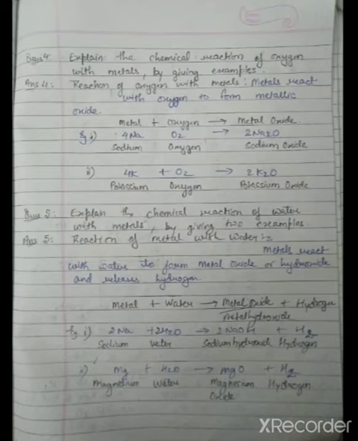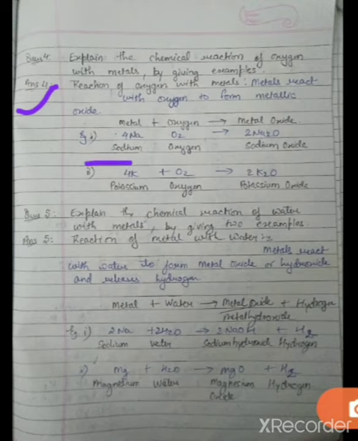Dear students, in the short answer type questions, now we are going to see question numbers 4, 5, 6, 7, 8 and 9. Starting from question number 4, it is: explain the chemical reaction of oxygen with metals by giving example. For giving the reaction of oxygen with metal, you can see here that metal reacts with oxygen to give metal oxide.